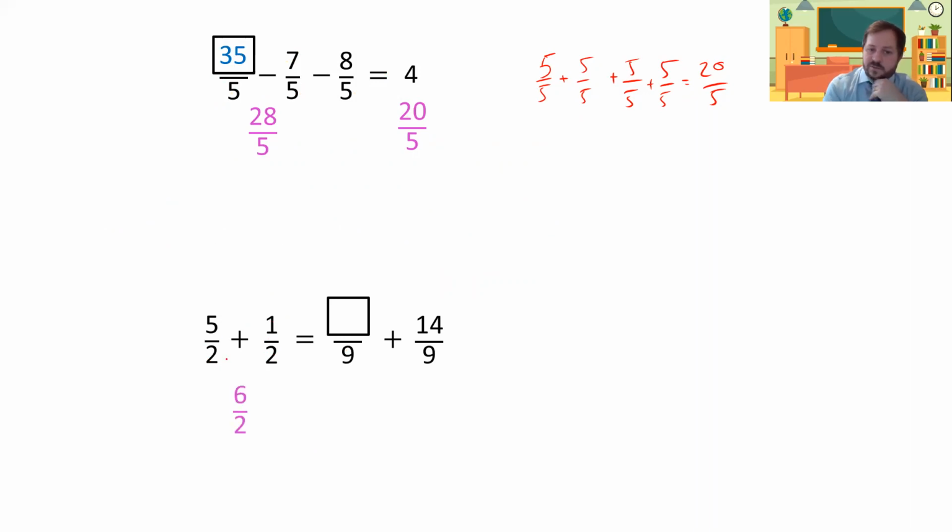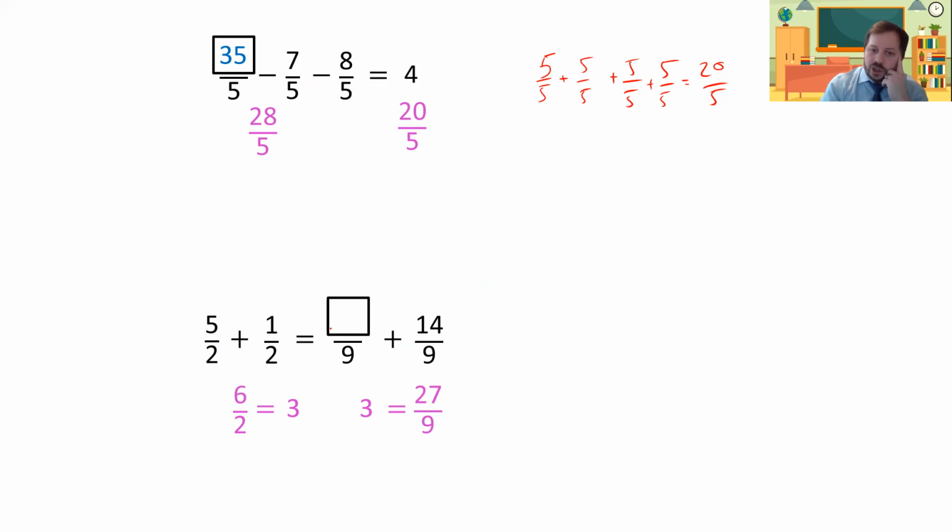So 5 halves plus 1 half equals 6 halves. And what I would do at this stage is convert that to a mixed number. So that's 3. Then we're thinking in 9ths. So we have to work out what our target number in 9ths is. So what's 3 whole numbers in 9ths? Well, 3 in 9ths is 27. 3 times 9 is 27. So 27/9 is the same thing as 3.